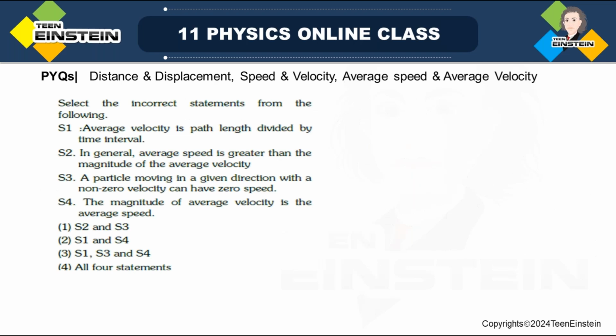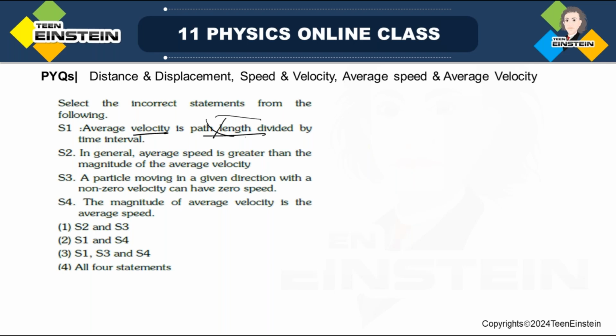All right, so I think this is the last question for this session. Obviously I'll try once again the one I have left with. Select the incorrect statement from the following. Average velocity is the path length divided by time. See, when we are saying average velocity, we have to say displacement, not path length. So this is not true.